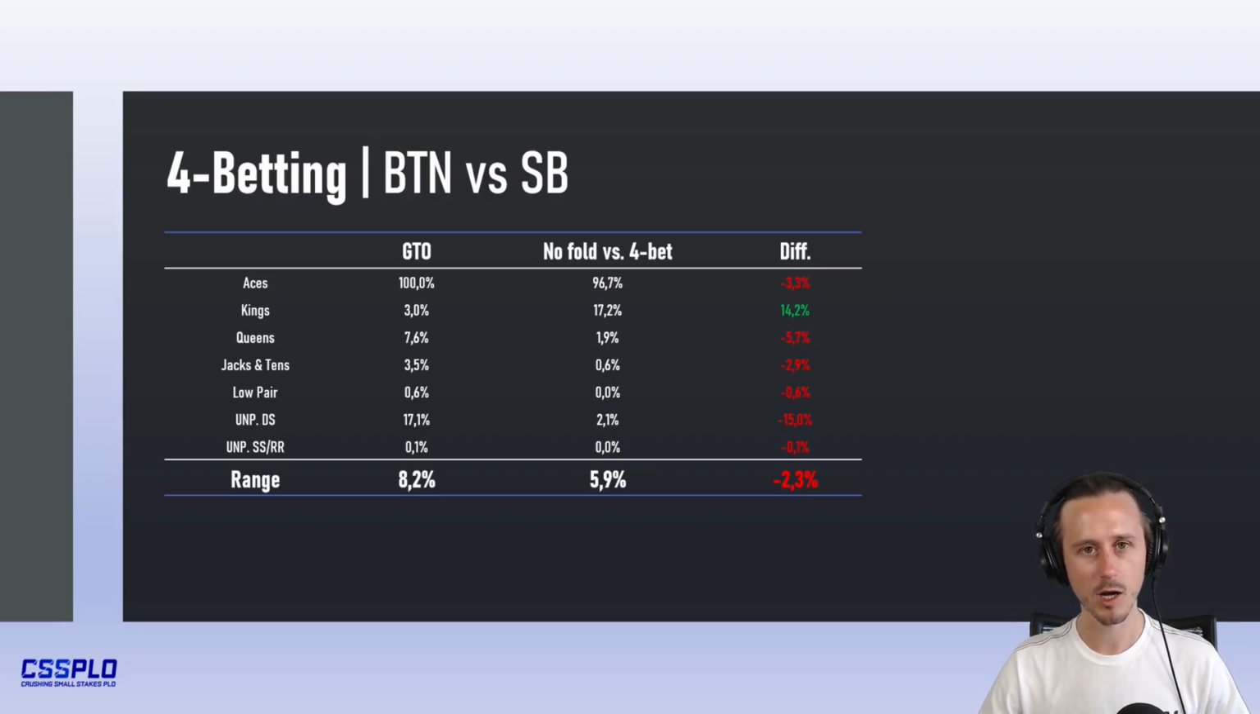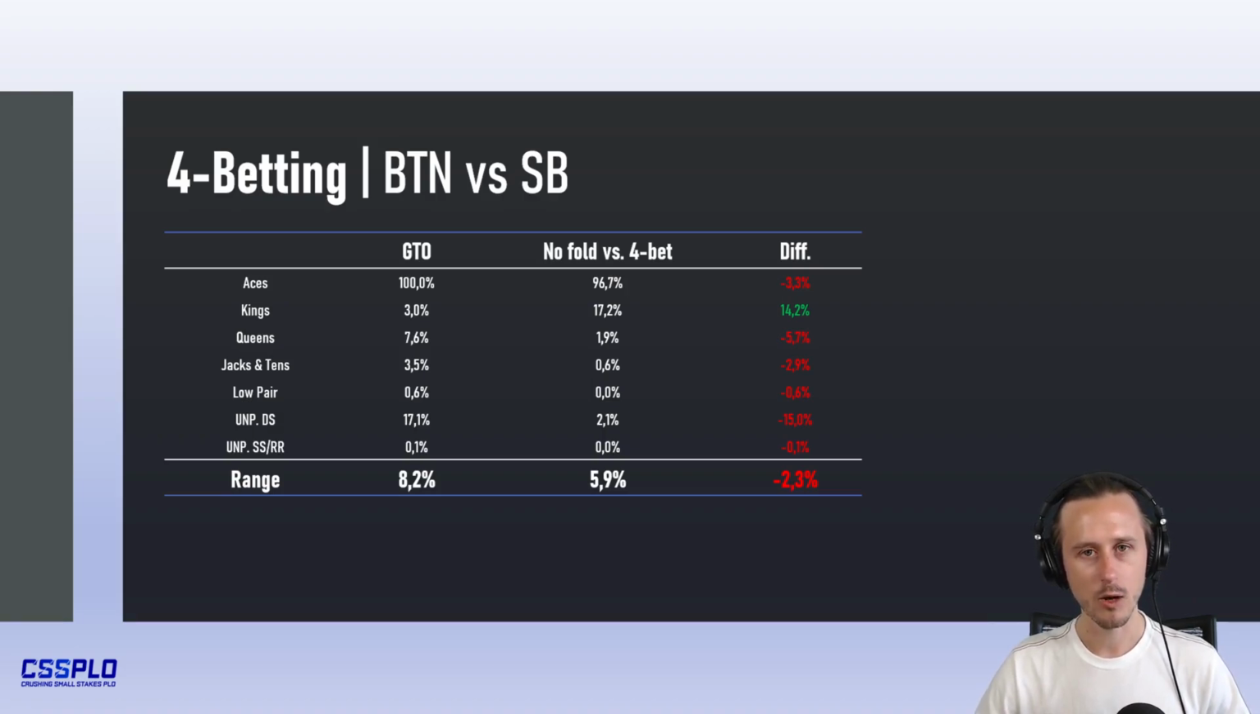In the second column here, we see the GTO frequencies attached to this. For example, the first one, we can see in a GTO setting, aces are a 100% 4-bet. On the other hand, kings, as you can see, are only a 3% 4-bet in a GTO setting. Queens 7.6, jacks and 10s 3.5, low pairs only 0.6% of the time, unpaired double suited rundowns 17.1%, and unpaired single suited or rainbow ones only 0.1% of the time.